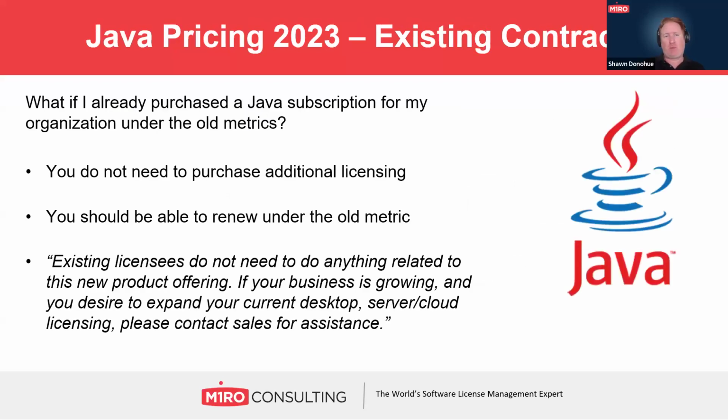So what happens if you already bought a Java subscription for your organization under the old metrics that were processor-based? Oracle's official position is you do not need to purchase additional licensing. You should be able to renew under the old metric. That is Oracle's official line. We have seen our clients get calls from Oracle sales reps, Java sales reps, who don't seem to know this. I don't think it's anything nefarious going on. I think they're just confused.